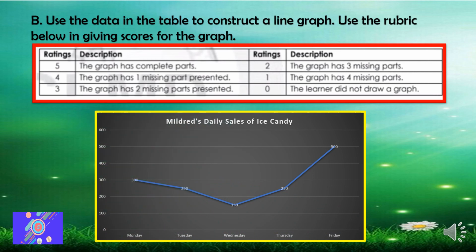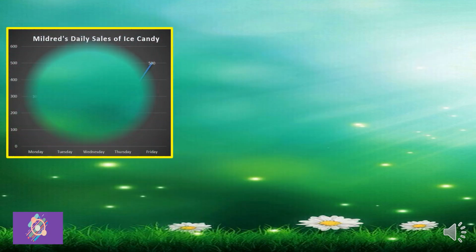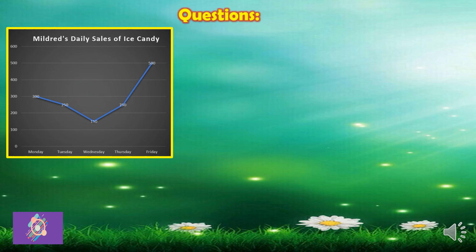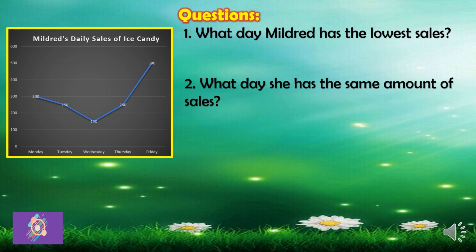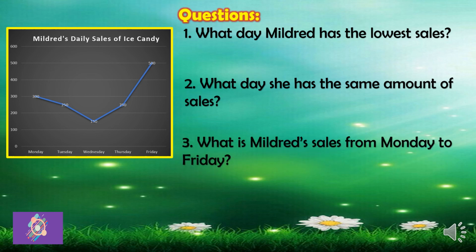So this is my sample line graph for Mildred's daily sales of ice candy. So we have Monday 300, Tuesday 250, Wednesday 150, then Friday 500. Okay, so let us use this line graph of Mildred to answer the following questions. For number 1, what day does Mildred have the lowest sales? Number 2, what day does she have the same amount of sales? And for number 3, what is Mildred's sales from Monday to Friday?